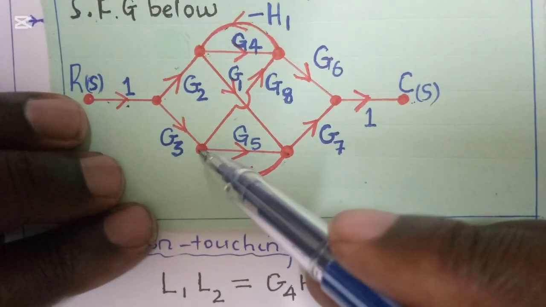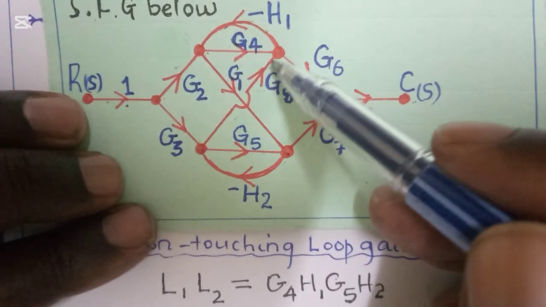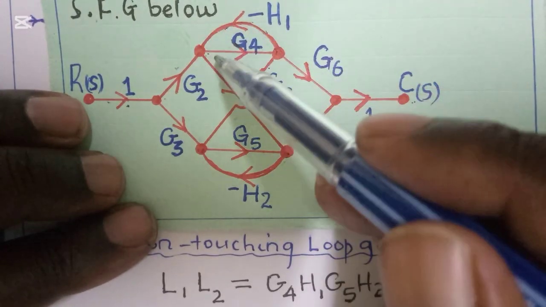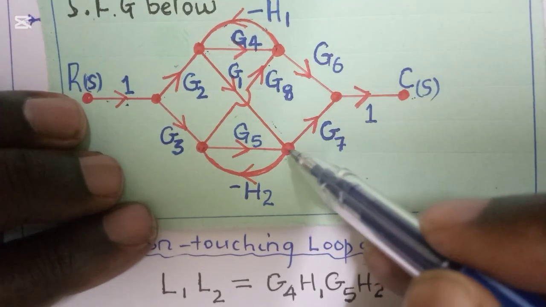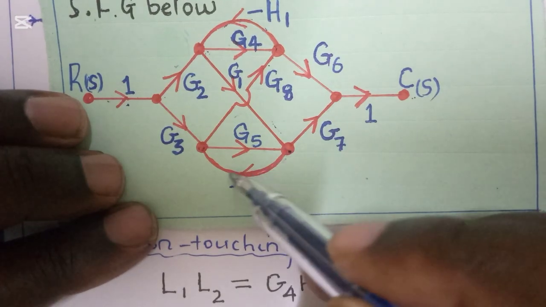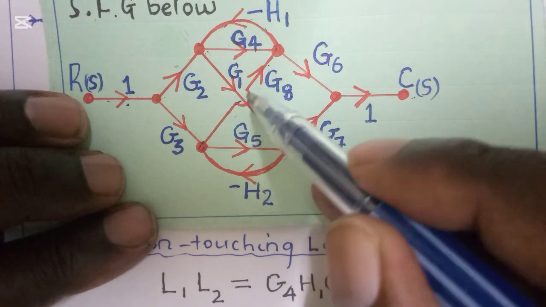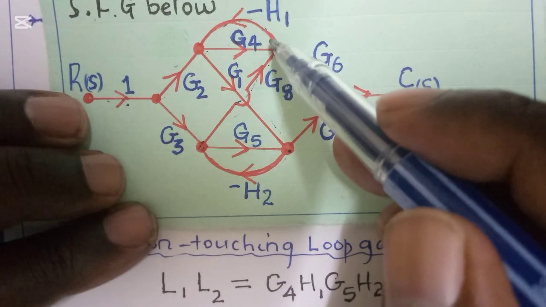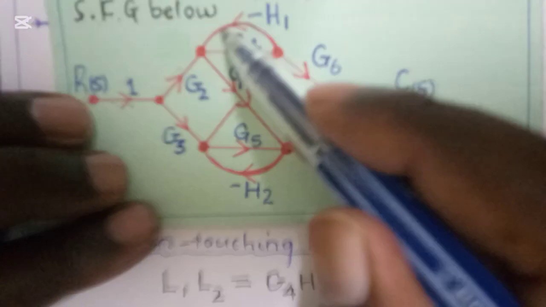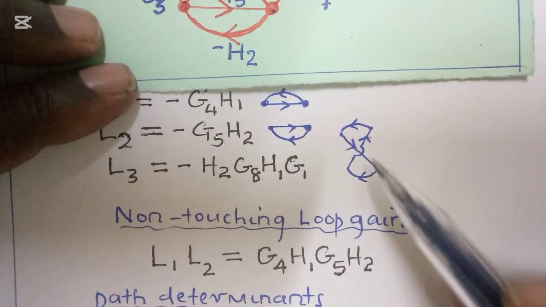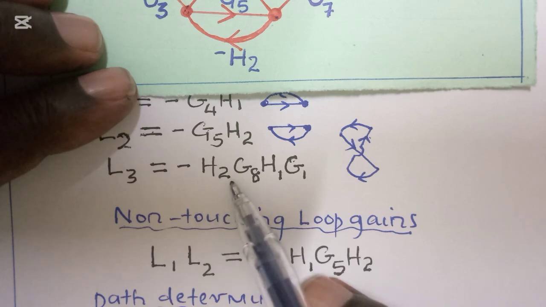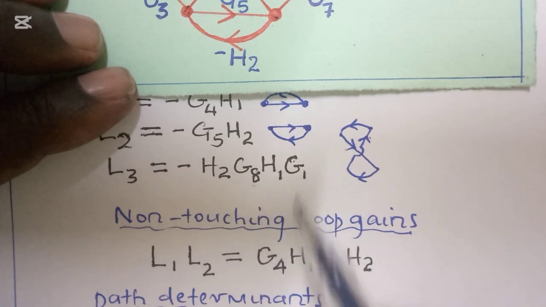H2, G8, H1, G1, like that. Guys, as you can see, you have started here, H2, G8, negative H1, G1, and we are back. And so that's what is demonstrated here, guys. So we have negative H2, G8, negative H1, G1.